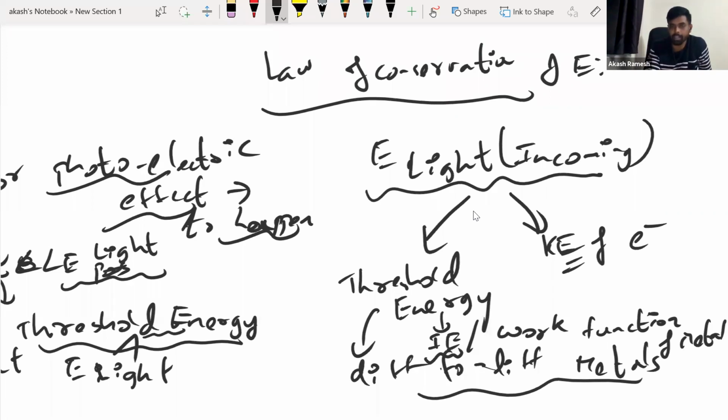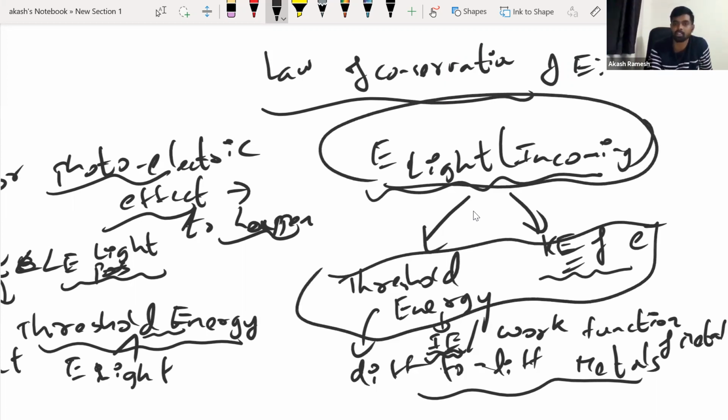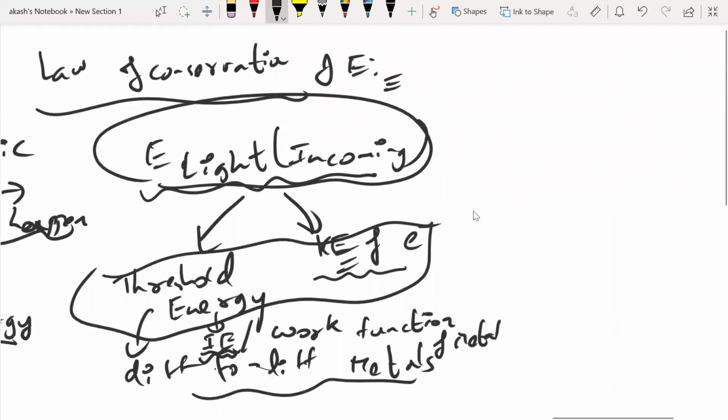The energy of incoming light is going to be used up in two ways. Only those two ways are possible, no other things. One is to overcome the ionization energy or work function. The second is, once you overcome it, if I still have more energy, the electron coming out of the surface will start moving, and anything that moves will have some kinetic energy, correct? So this is the incoming energy, and these two are the outgoing. If the law of conservation is obeyed, obviously the incoming and the outgoing should be equal.